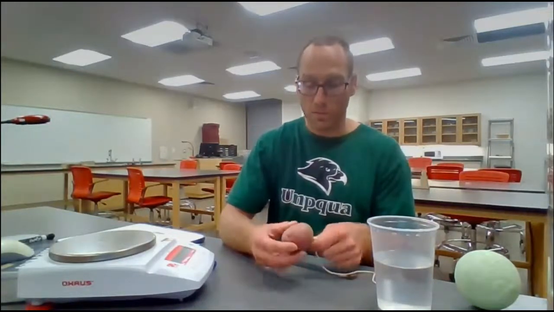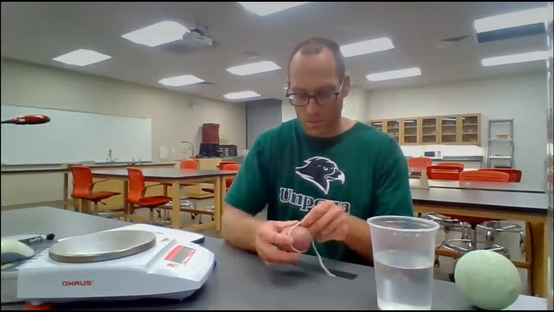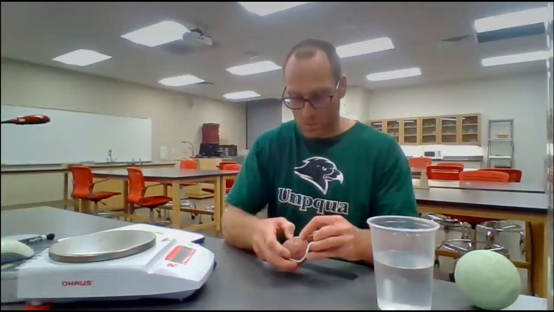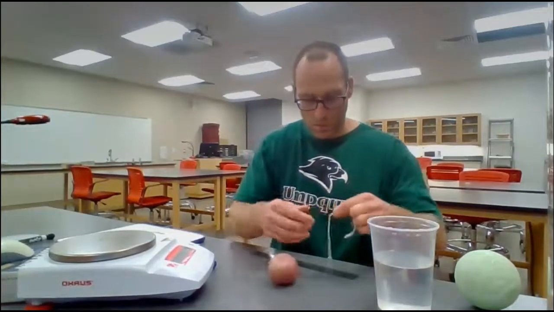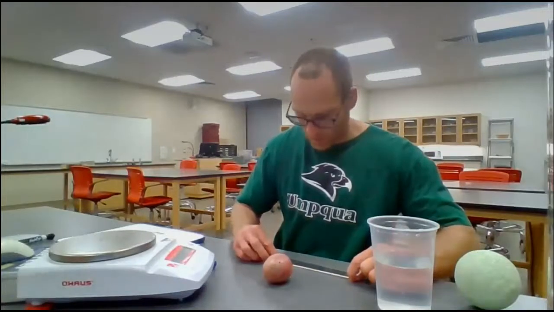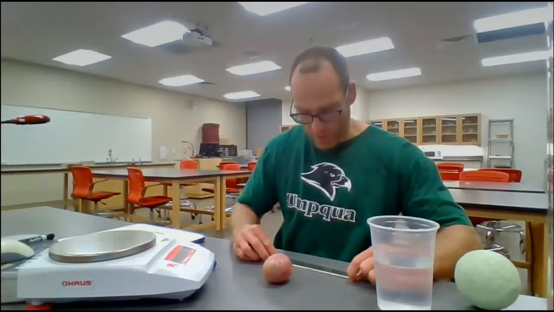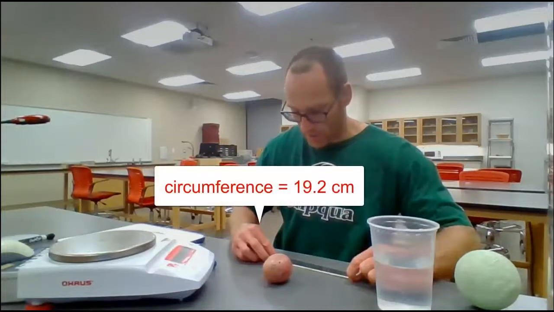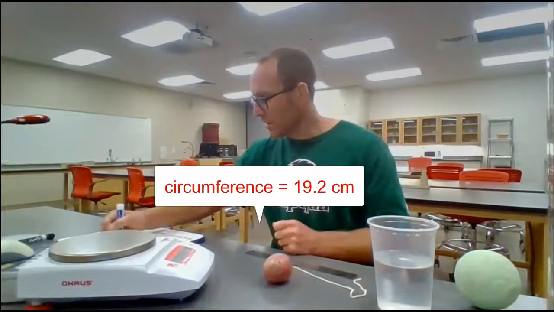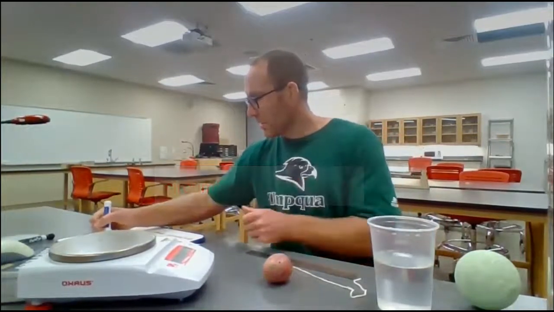to get an approximate volume. Taking the string that I wrapped around and now lining it up with my ruler, I see 19.2 centimeters. 19.2.